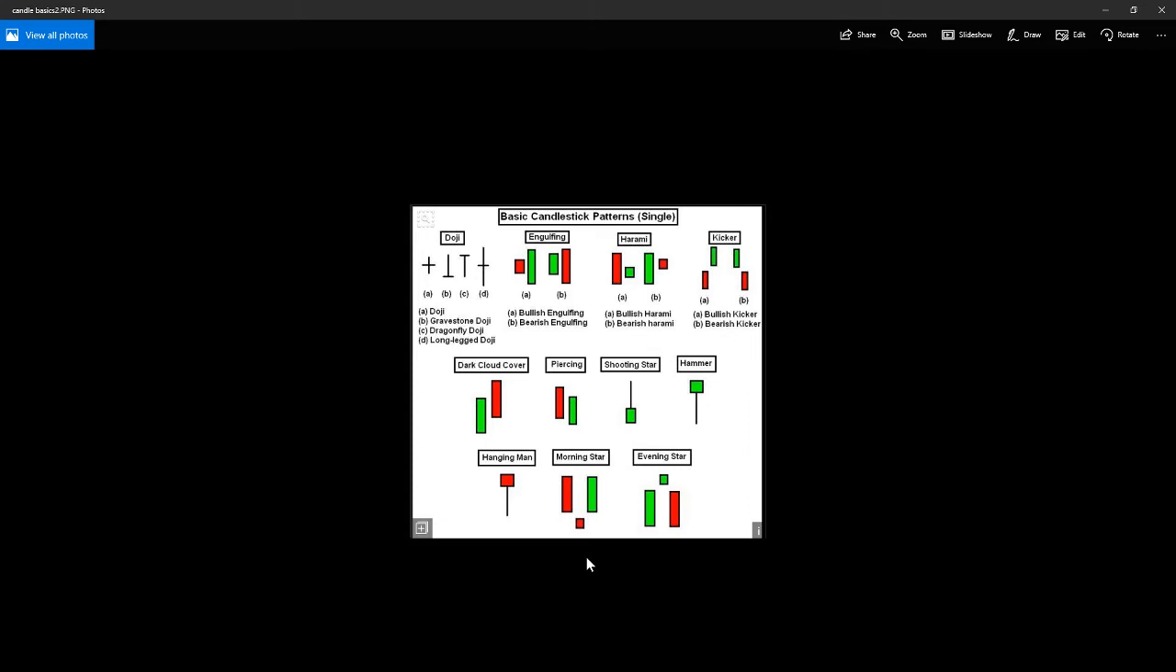You need to look for multiple things to line up. The more things you can line up, the better off you'll be. So I kind of disregard these, so I'm not even going to cover them.